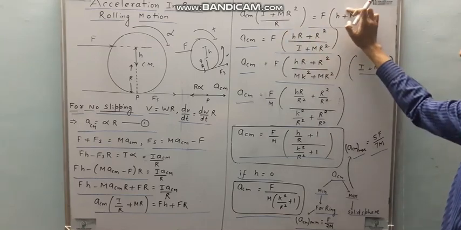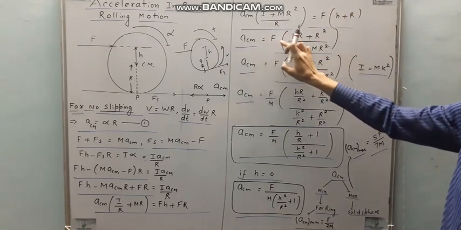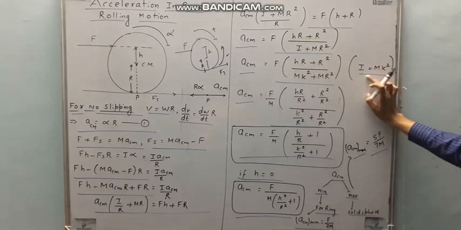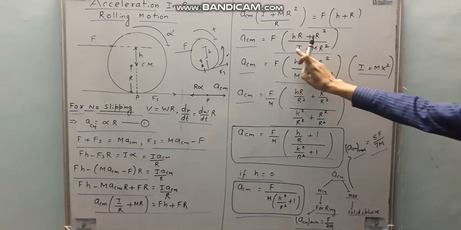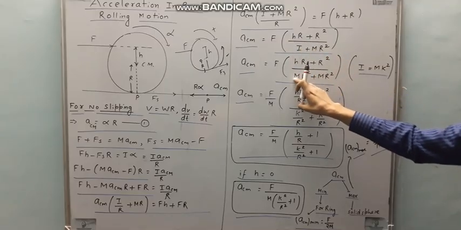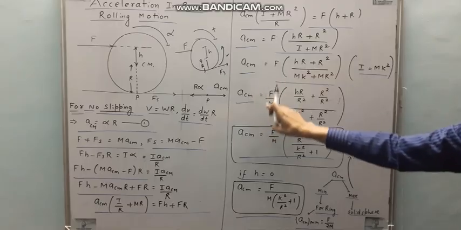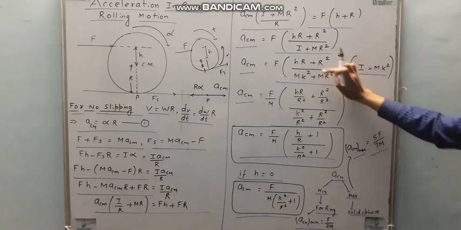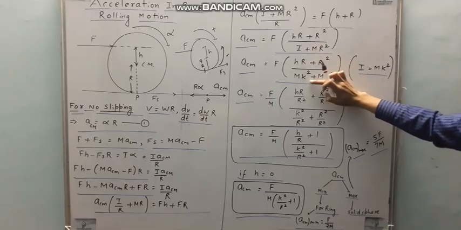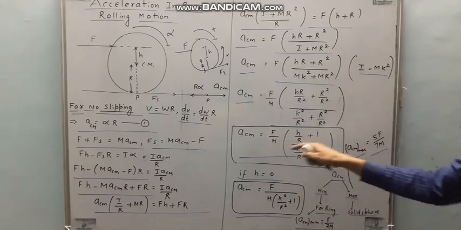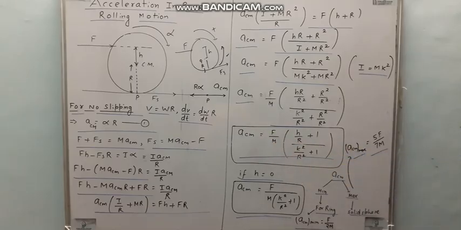Multiply this r over here, we get a_cm is equal to F (h r plus r square) upon (I plus m r square). Now I is equal to m k square, so we substitute the value of I as m k square. Now we take m common, so we have a_cm is F upon m, and divide the entire expression by r square, here also and here also. And the final result will be: a_cm is equal to F upon m, (h by r plus 1) upon (k square by r square plus 1).